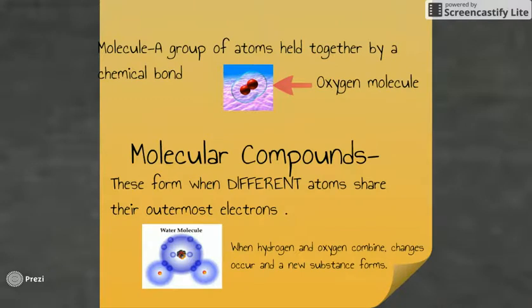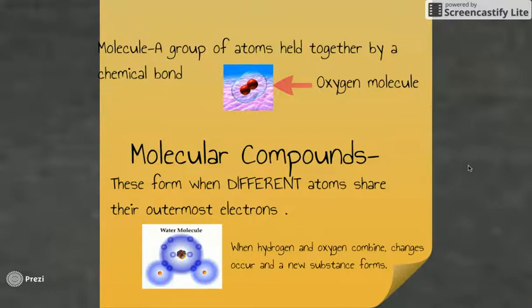First, it's important to know what a molecule is. A molecule is a group of atoms held together by a chemical bond. Atoms in a molecule cannot be separated by physical means. In other words, you cannot physically pull these atoms apart. Here is an example of a molecule right here. Here's two atoms chemically bonded together. That's an oxygen molecule.